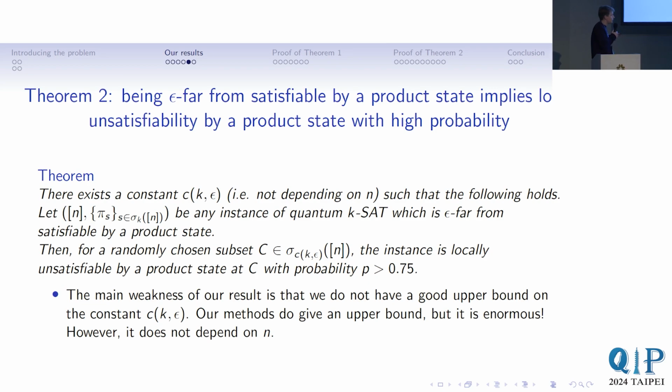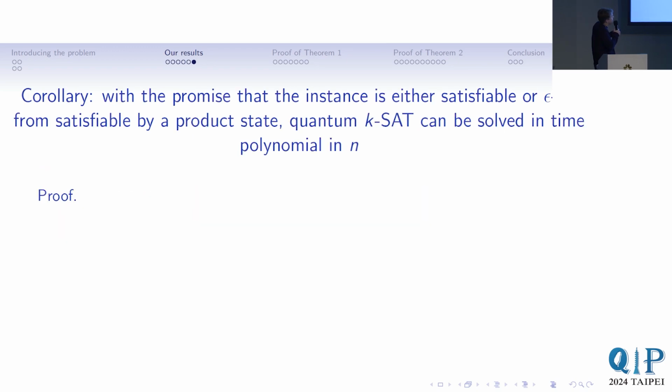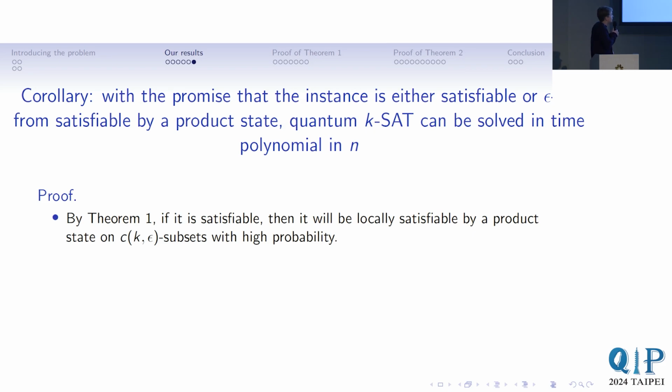So given these two theorems, the corollary is that if you have the promise that it's either satisfiable or epsilon far from satisfiable, you can solve quantum K-SAT using a classical computer in time polynomial in n. So the proof is very simple. By theorem 1, if it's satisfiable, then it's locally satisfiable by a product state on constant size subsets with high probability.